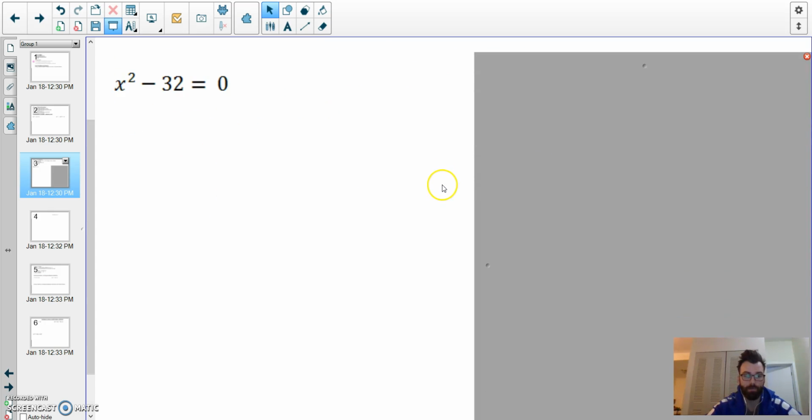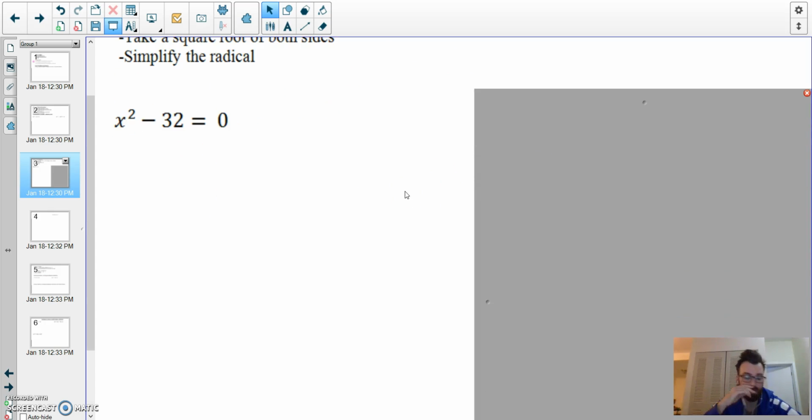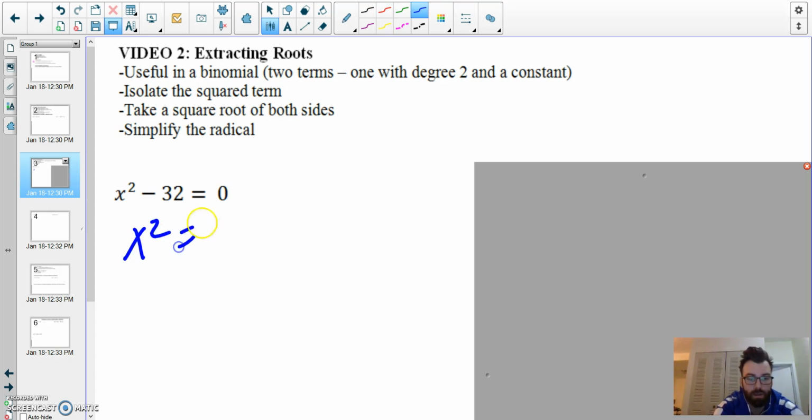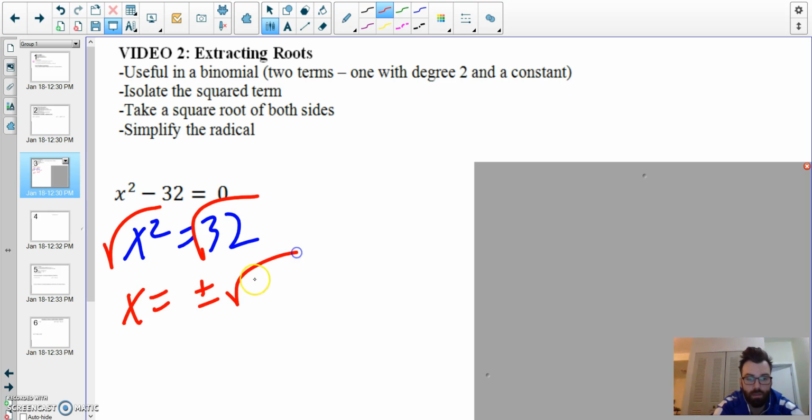Here's our first problem. X squared minus 32 equals 0. So we said our first step was to isolate our squared term. To do that, I'm going to add 32 to both sides, so I'll have x squared equals 32. Next step, undo a squared. I have to take the square root of both sides. So then x would equal plus or minus root 32.